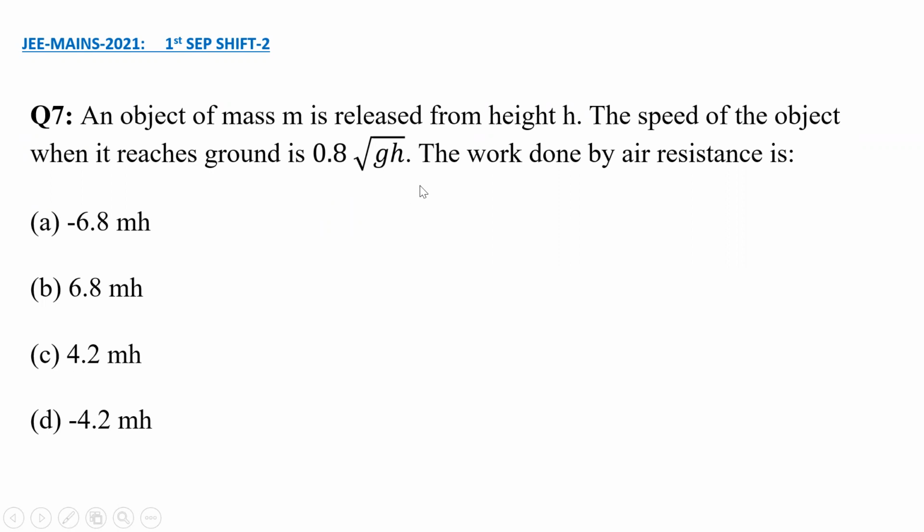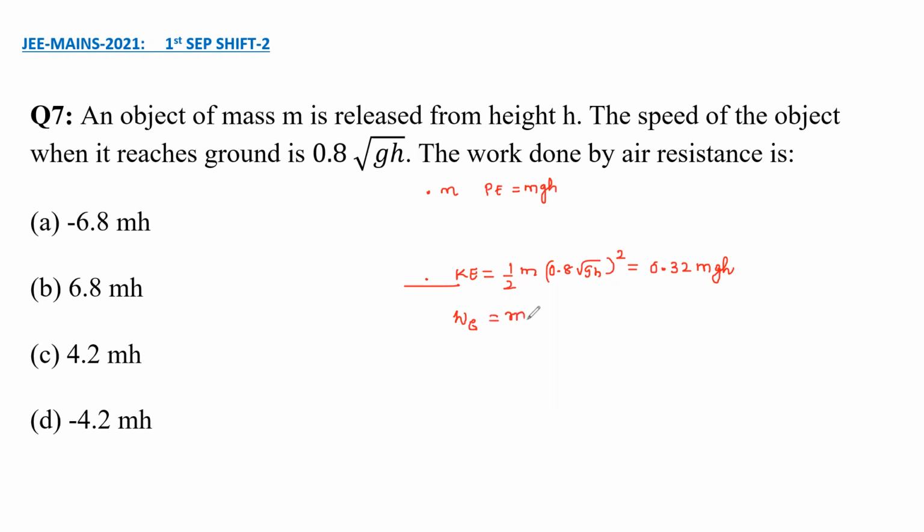An object of mass m is released from height h. When it reaches the ground, we would expect the kinetic energy to be mgh, but the kinetic energy here is half m times (0.8 root gh) whole square, which comes out to be 0.32 mgh, whereas the potential energy here is mgh. As it comes down, all the mgh potential energy is lost.